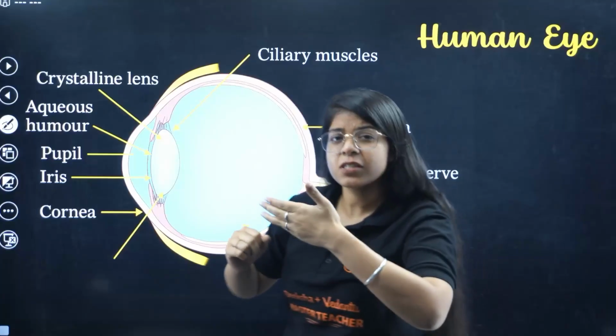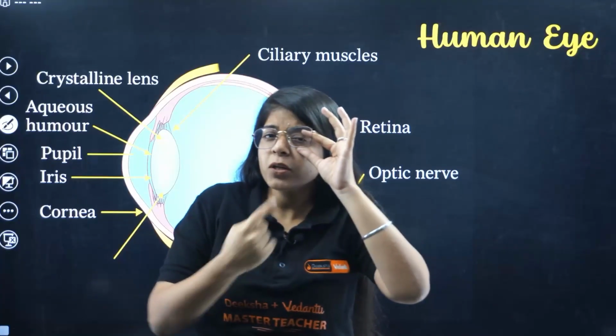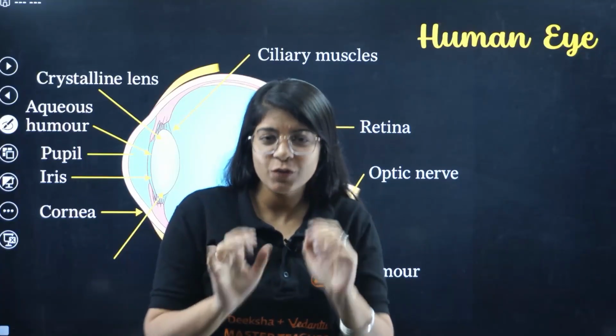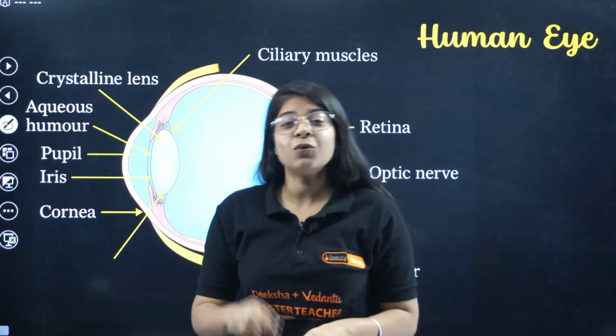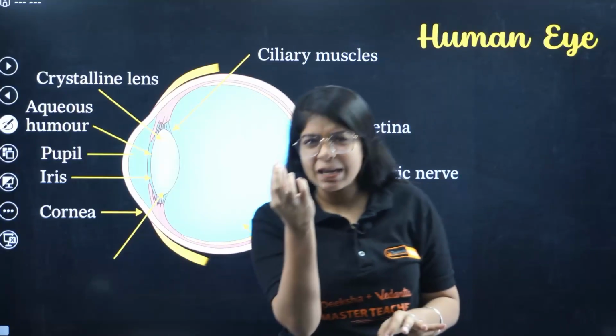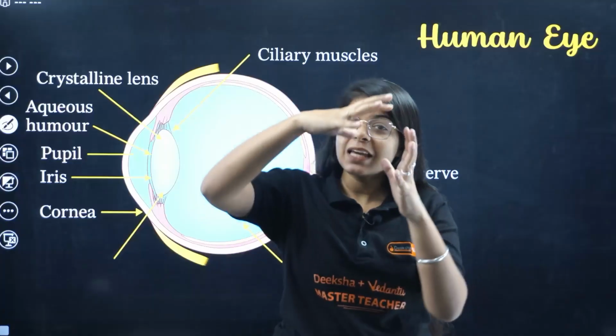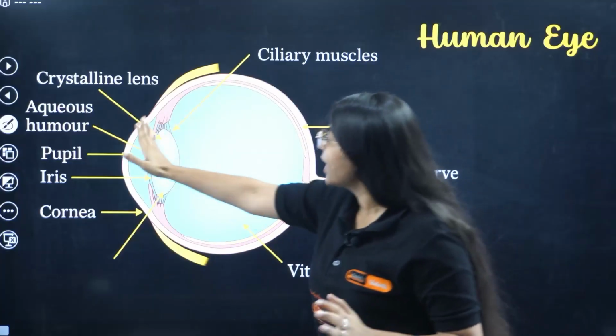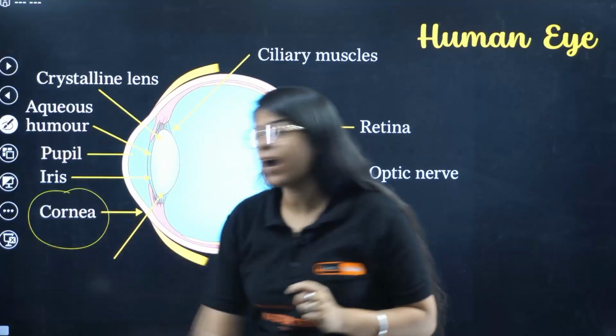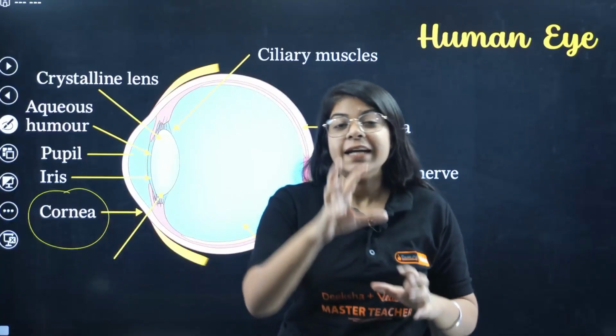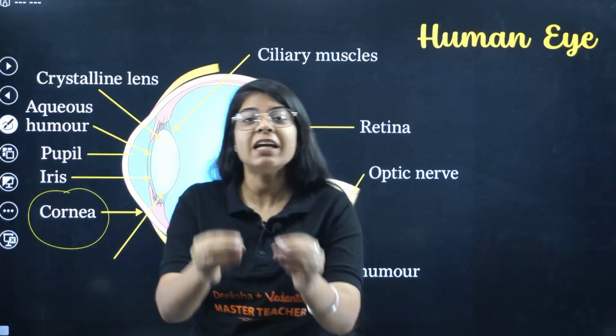So the very first layer, or let's just say, if you open your eye and try to touch it, don't do it, it's unhygienic. But if you do, the thing that you touch is slimy, it's liquidy, right? But the first layer that you touch, that, my friend, is your cornea. That is your cornea. It is responsible for maximum refraction of light.